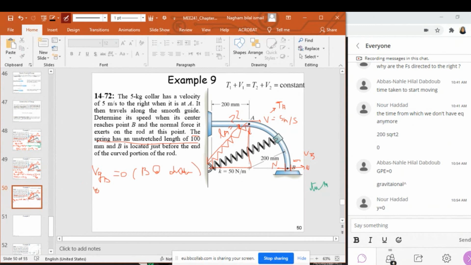And V elastic at B will be equal to the same, half K S_B squared. Right? Which is half K LB minus L0. Now what is LB, guys? LB at this position, this will be the spring, all right? So LB will be 0.2 plus 0.2, sorry, this is squared, which is 0.4, all right? So it's half K times 0.4 minus 0.1 squared, which means 0.3 squared, so it's equal to 2.21 joules.